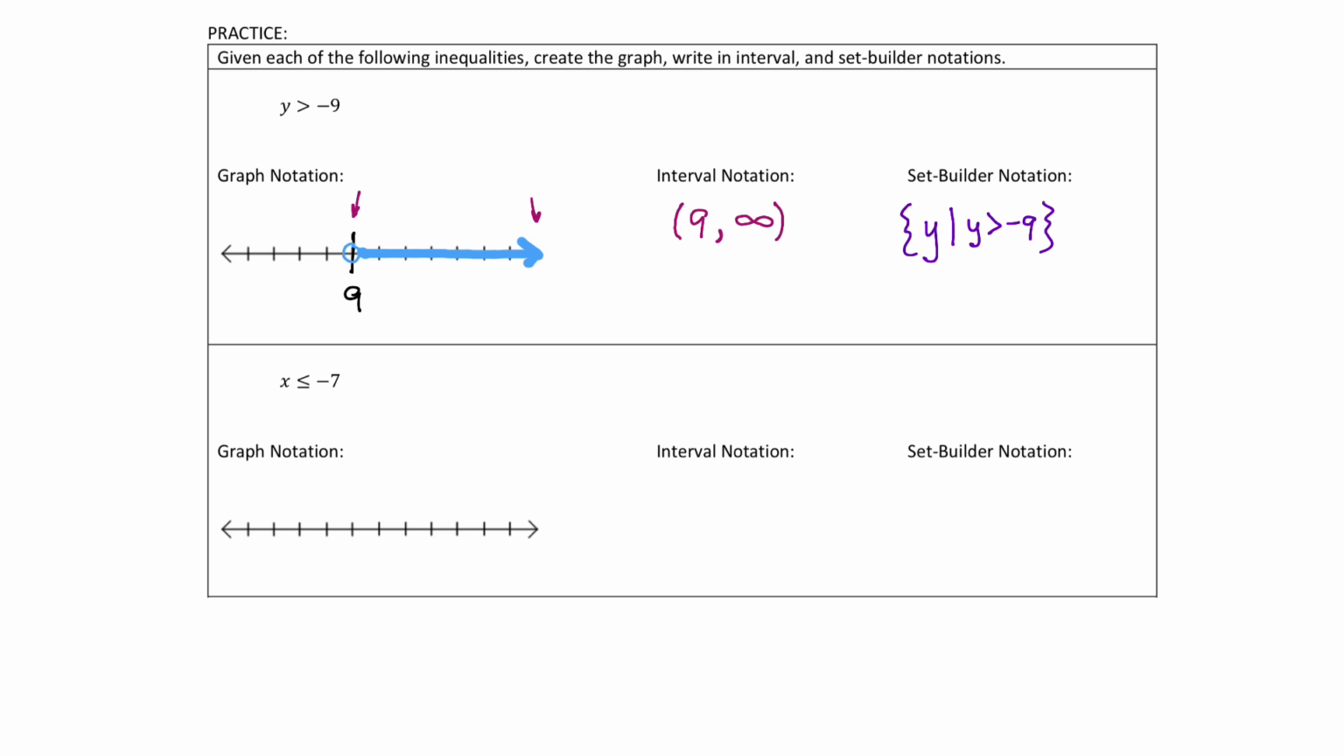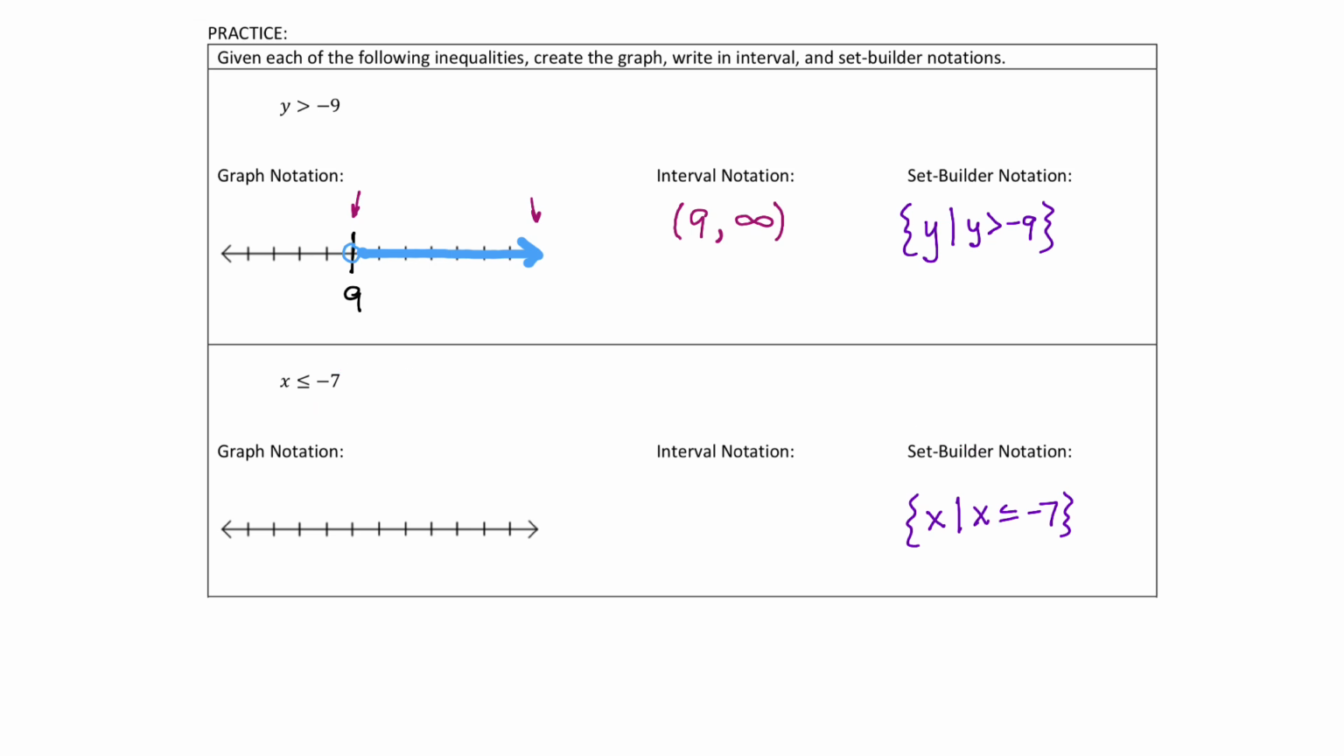All right, let's try the next one. So we've changed variables. If I were to do set builder notation right now, that would look like the set of all x's such that x is less than or equal to -7. This thing goes right there. So it's the easiest one. You don't even have to do anything, right?